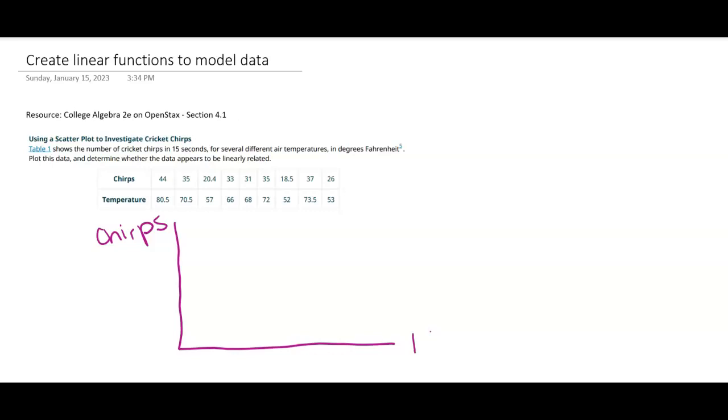on my y-axis and temp on my x, and it looks like my temperatures go from about 50 to 80. So I'll do a little break in the graph. 50, 60, 70, 80. And then it looks like my chirps go from a little less than 20 to a little more than 40. So let's just go by tens. 10, 20, 30, 40.